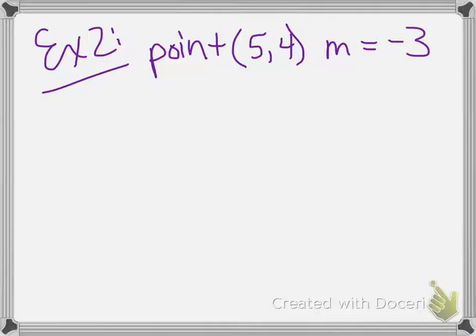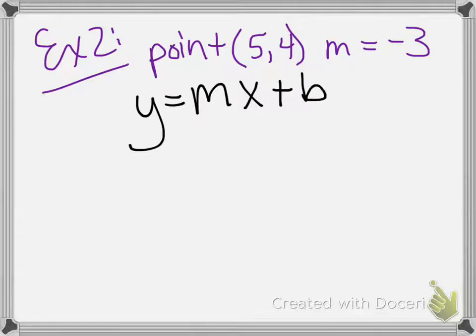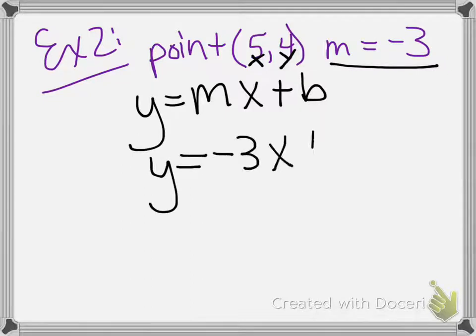Alright, the next type of problem that you'll come across is when you're given a point and you're also given a slope. So this time you don't have everything that you need, but you have enough good information to be able to figure it all out. So I start out with what I'm given. y equals mx plus b is my formula. x is 5, y is 4, and my m is negative 3. So I know my equation is going to be y equals negative 3x plus b. The only thing I still need to know is what that b is going to be. So here's what I do.